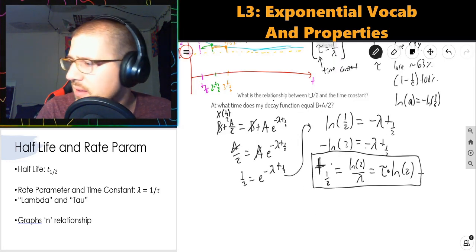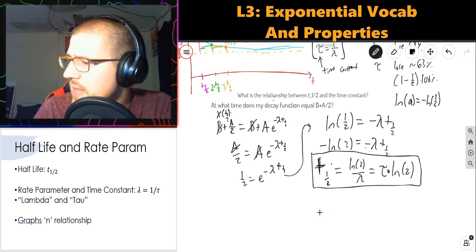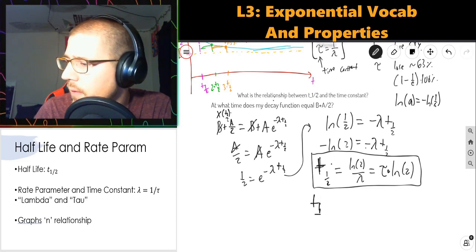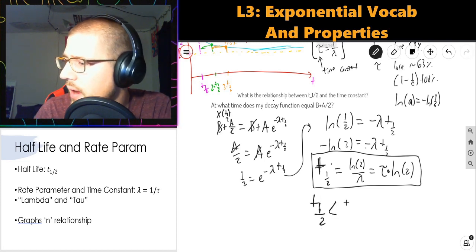Notice that since natural log of 2 is around 0.7, this means that the half-life is always shorter than the time constant.